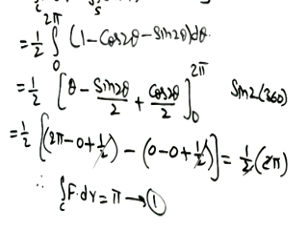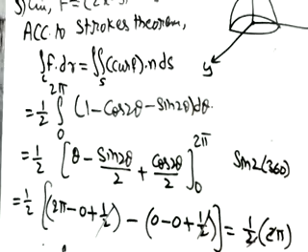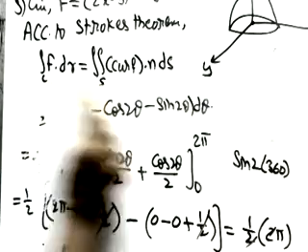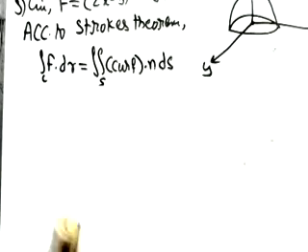Let me note this as equation 1. Now let me go for the right hand side. We have to verify, which means we have to do it by both methods. So for the right hand side, let me see what equation we have. We have to solve this and we must get the same answer, pi. So let me continue.